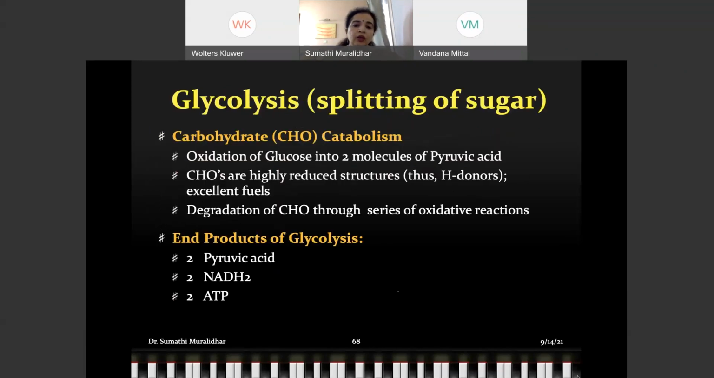And glycolysis is splitting of sugar. The carbohydrate catabolism occurs, and oxidation of glucose into 2 molecules of pyruvic acid occurs in this. And there is degradation of the carbohydrate through a series of oxidative reactions. And the end products here are pyruvic acid, NADH, and ATP. So ATP, you're only getting 2 molecules.